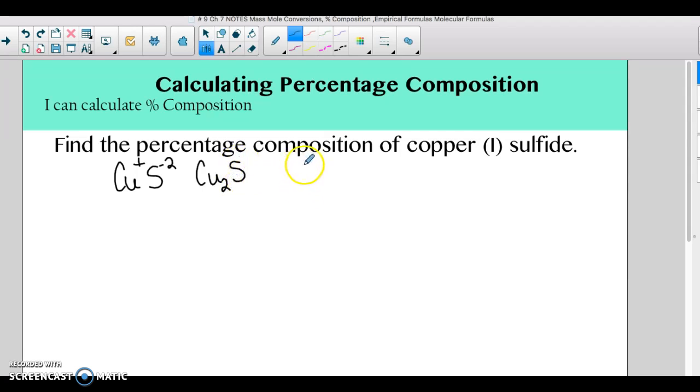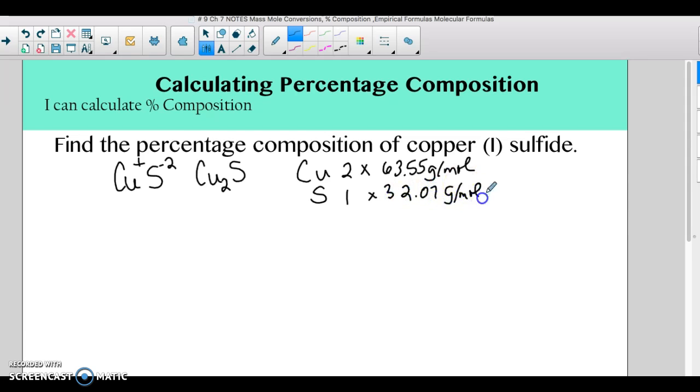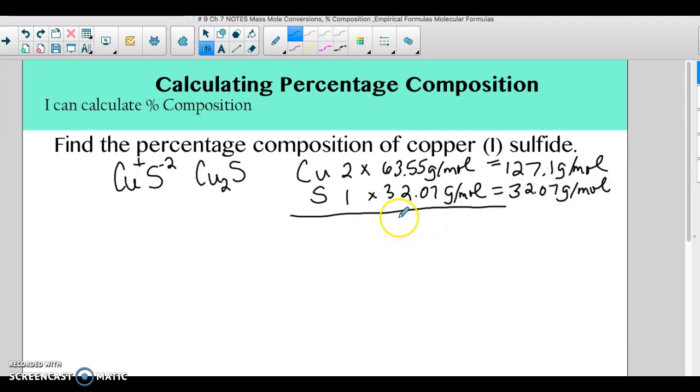Then I would do the molar mass like I always do. So I have 2 and 1. Molar mass is 63.55 grams per mole for copper. So normally I just plug that in and total it. But this time I'm going to multiply this through so I have each number on its own. And this is obviously going to stay the same. So the total molar mass of this compound is 159.17.